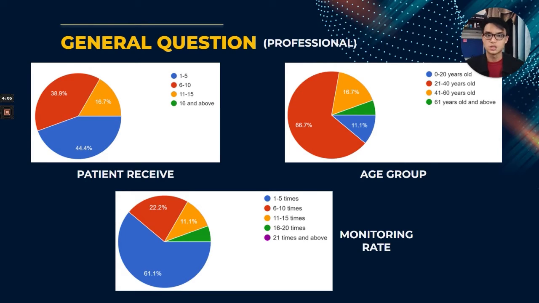The questions that we asked our professional careers were about how many patients they receive per month, which was around 5 patients, and the age group of the ACL injury, most of them around 21 to 40 years old. We also asked about how often the doctors check and monitor their patients, which is around 5 times per month.